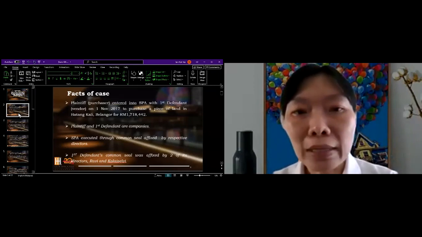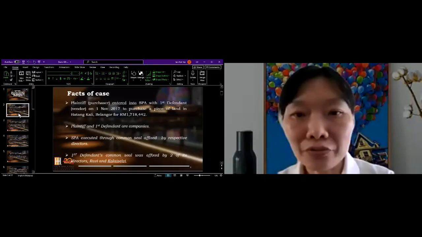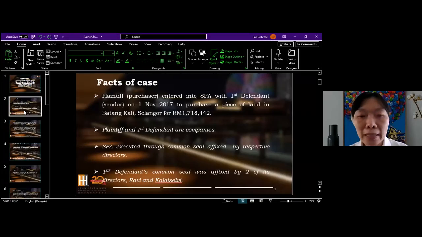In this case, the plaintiff entered into a sale and purchase agreement with the first defendant. The plaintiff here is the purchaser, and the first defendant is the vendor. Both the plaintiff and the first defendant are companies. They entered into the SPA on 1st November 2017.